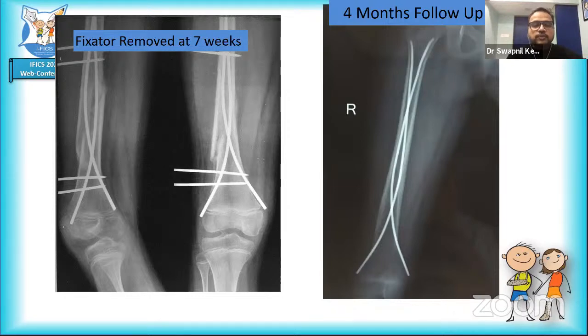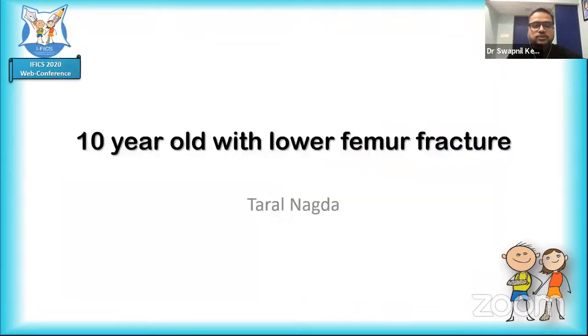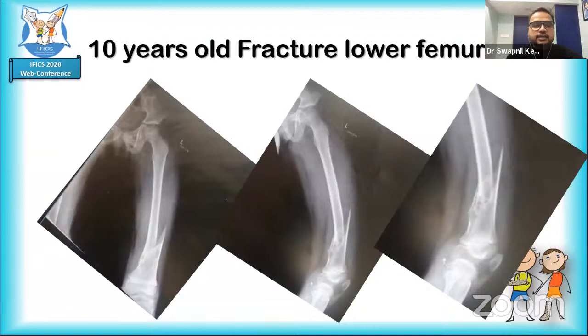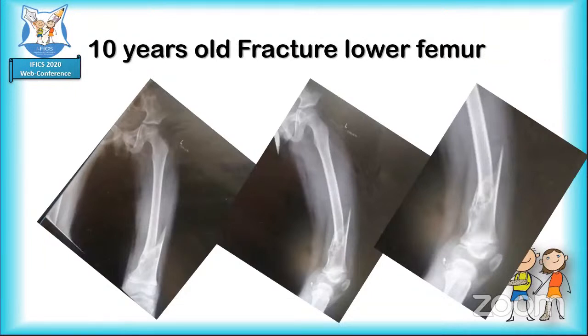There was no problem with knee range. I don't have the picture here, but the patient had a good knee range. The next is a case of a distal femur fracture, again with a tibia. So I've skipped those slides. So this is the pathological fracture.